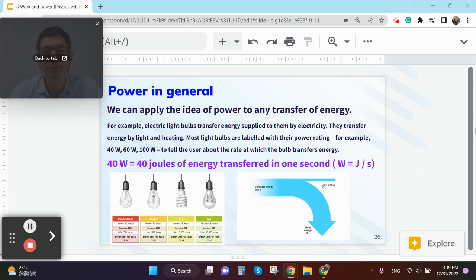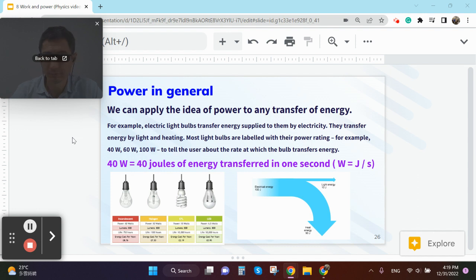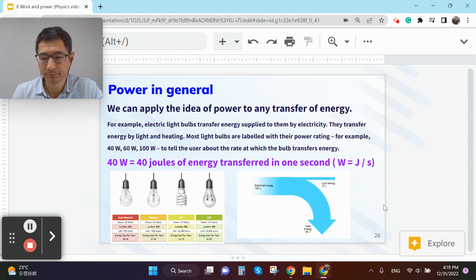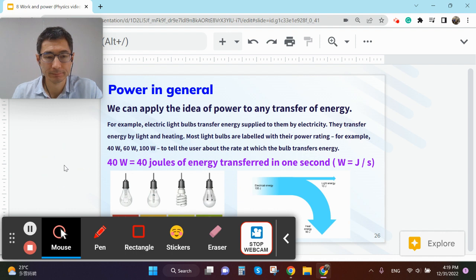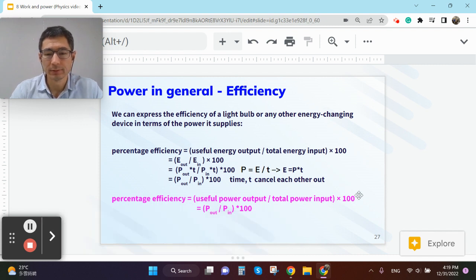So next, I'll talk about efficiency because I'm running out of time. Okay, let's talk about efficiency. We just talked about power.